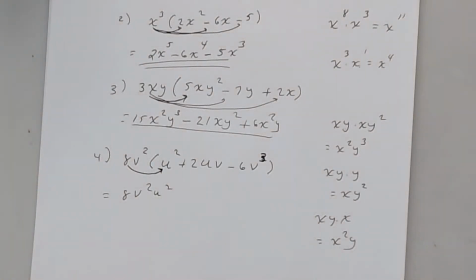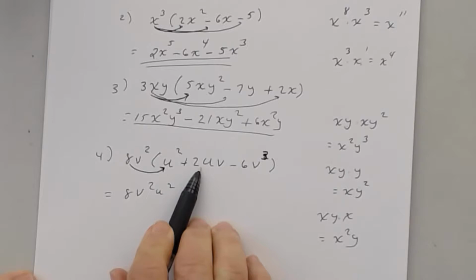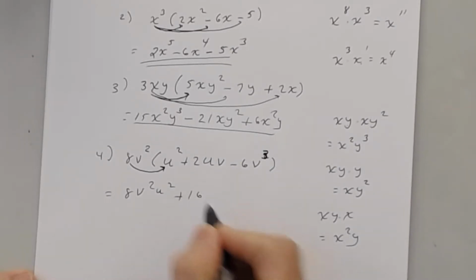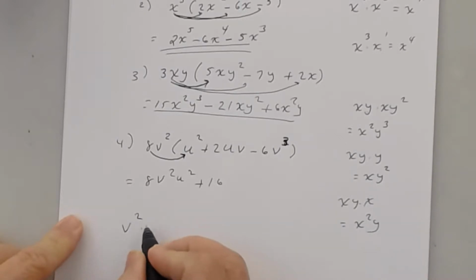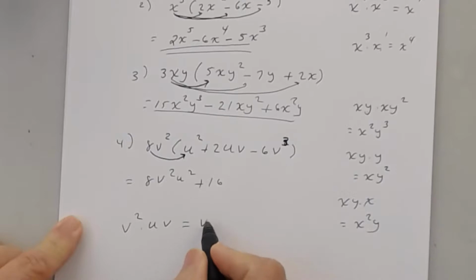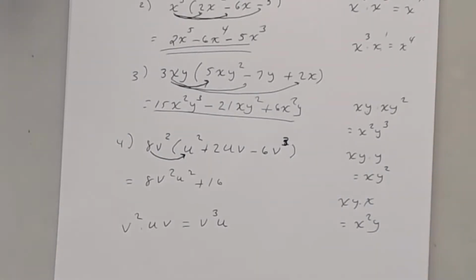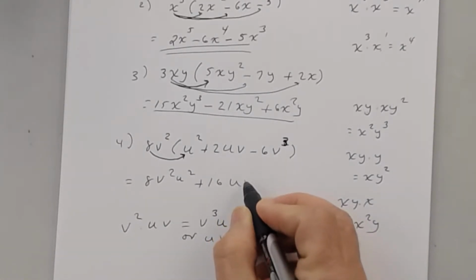So what is 8v squared times u squared? 8v squared u squared. There's nothing you can do with that. What is 8 times 2? 16. All right, so I know I'm going to have a 16, right? So let's think about the other part. What is v squared times uv? v cubed times u. Or if you want to put it in alphabetical order, we tend to put it in alphabetical order. So u comes before v, so you can say u v cubed. So 16 u v cubed.